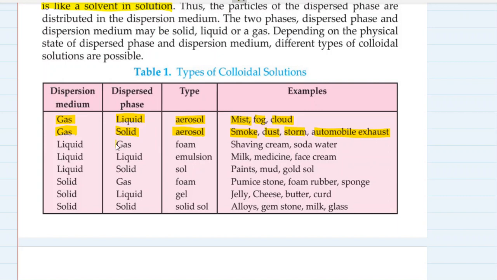When gas is dispersed in liquid, it is known as foam. The type of colloidal solution is a foam. For example, shaving cream, soda water. Gas is dispersed in liquid.